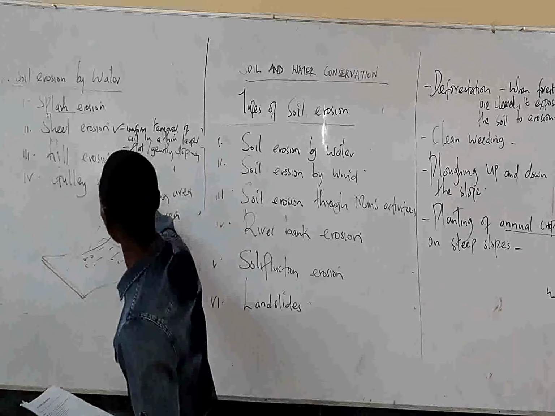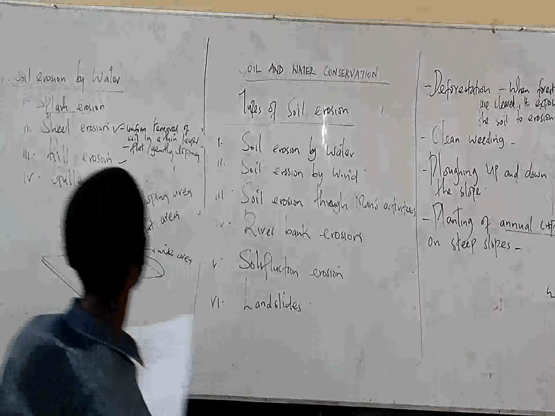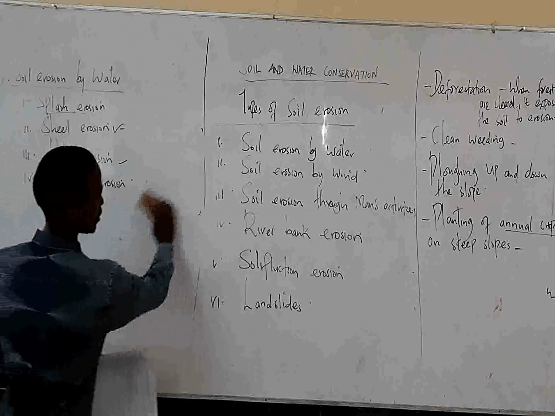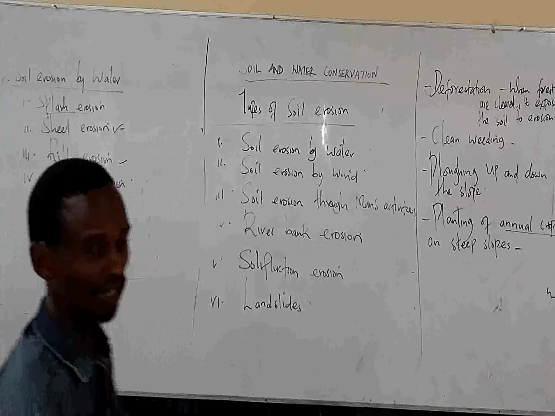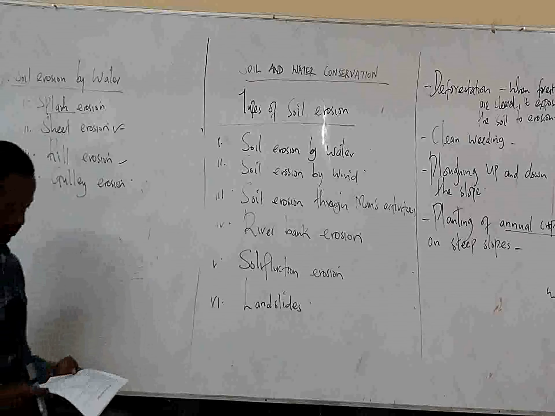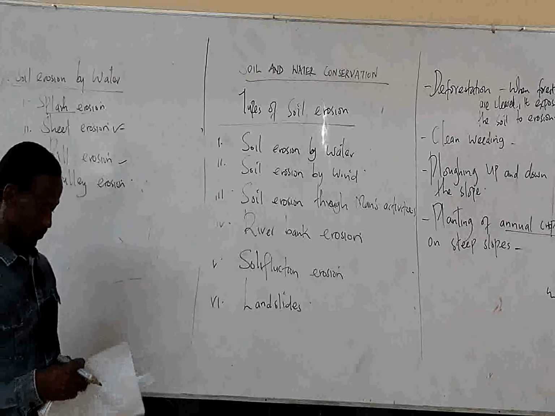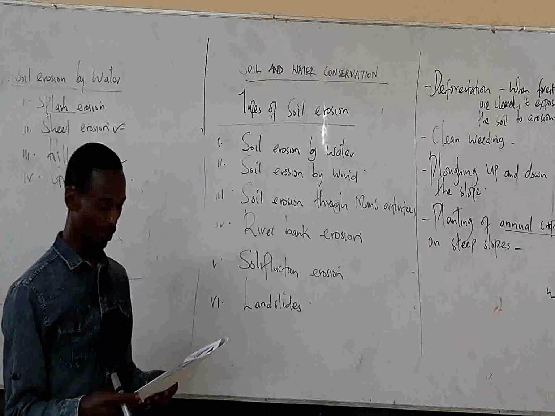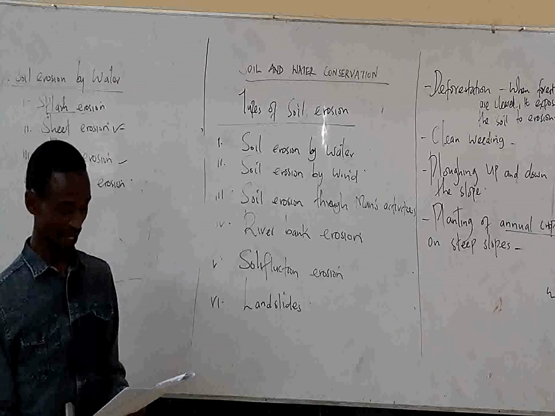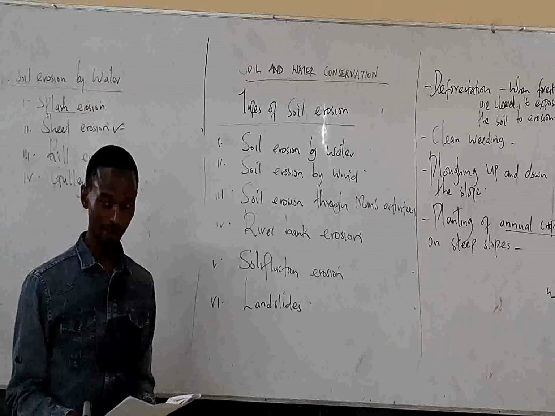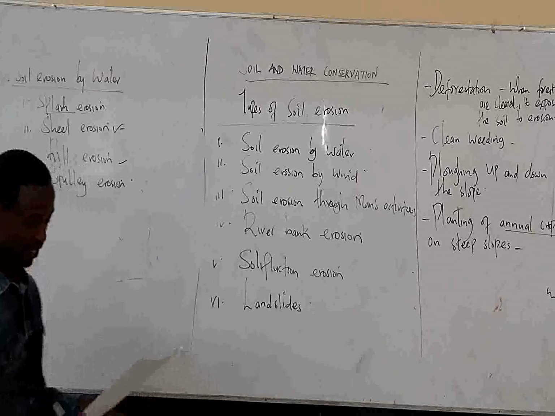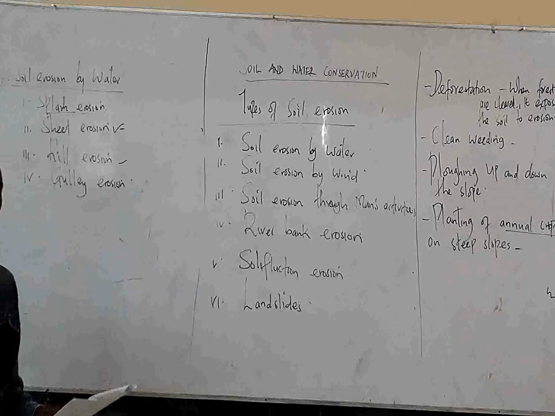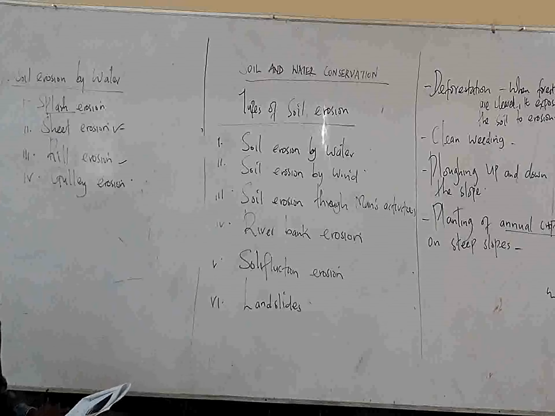Then number 3, we have rill erosion. So we look at how rill erosion takes place. Rill erosion is the removal of soil by water from small but well-defined channels. This type of erosion is common on slopes with little vegetation or fields which have been plowed.